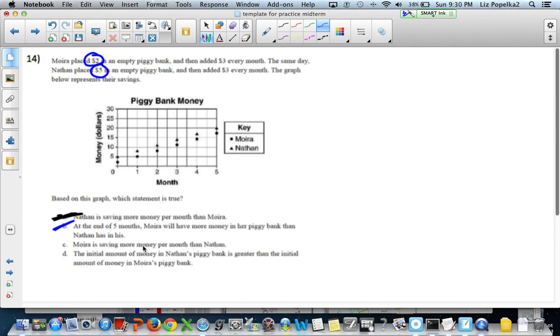Moira is saving more money per month. No, they're both saving $3. The initial amount of money in Nathan's piggy bank is greater than the initial amount of money in her piggy bank. That's what I just said. Yep, that one's the right one.